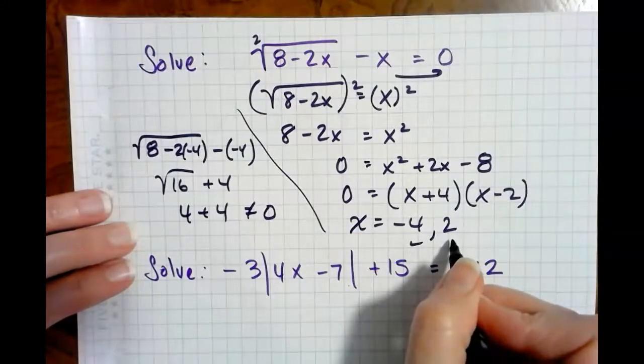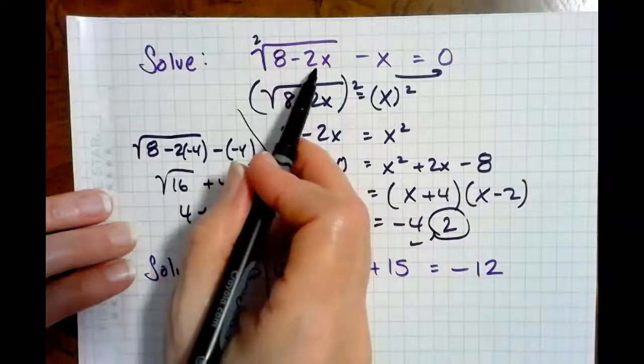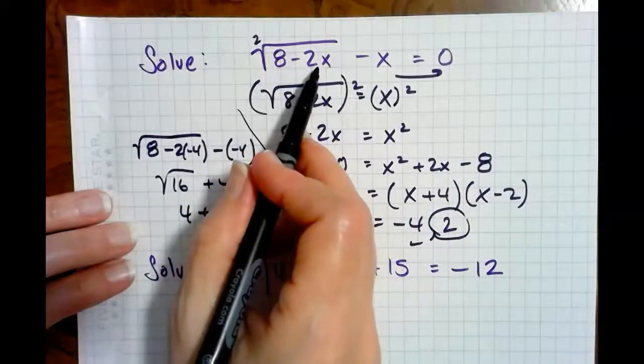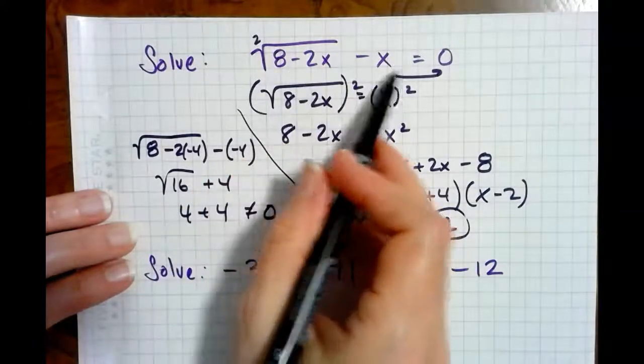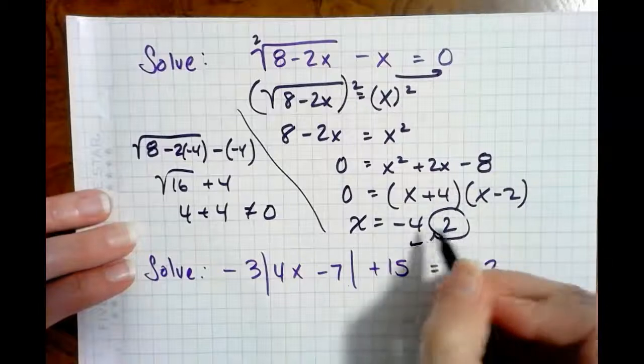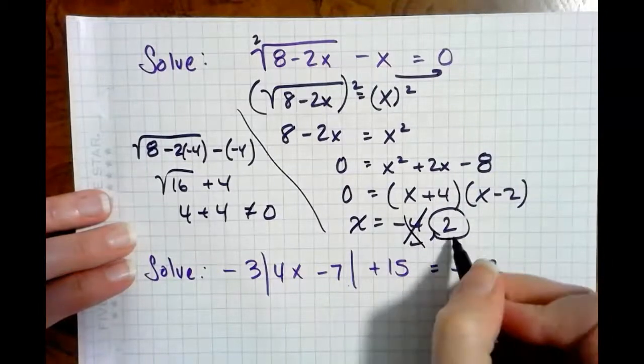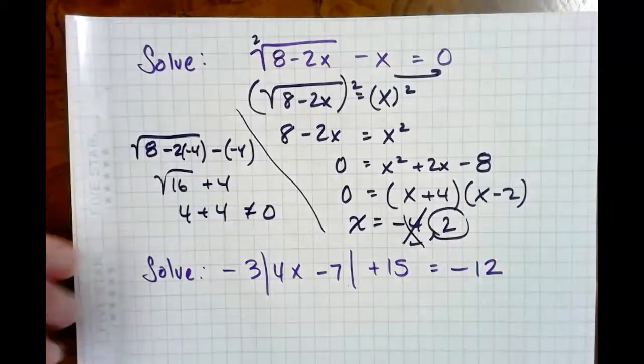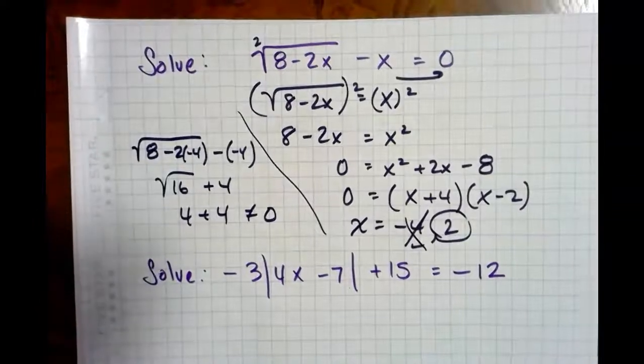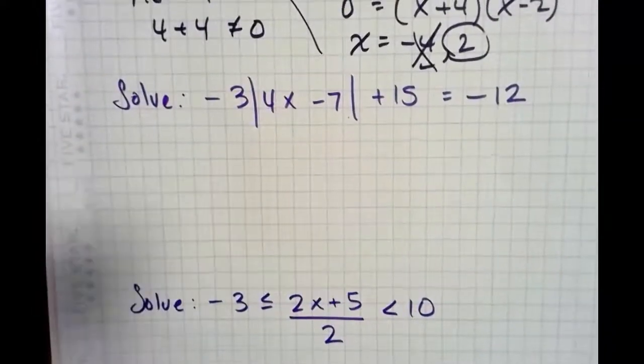But the positive 2 does work, because 2 times 2 would be 4. 8 minus 4 is 4. Square root of 4 is 2. 2 minus 2 is 0. So negative 4 is extraneous. 2 works beautifully. Next, solving an absolute value equation.